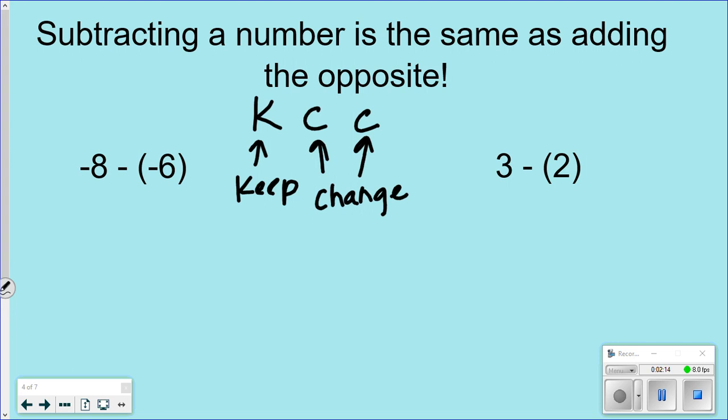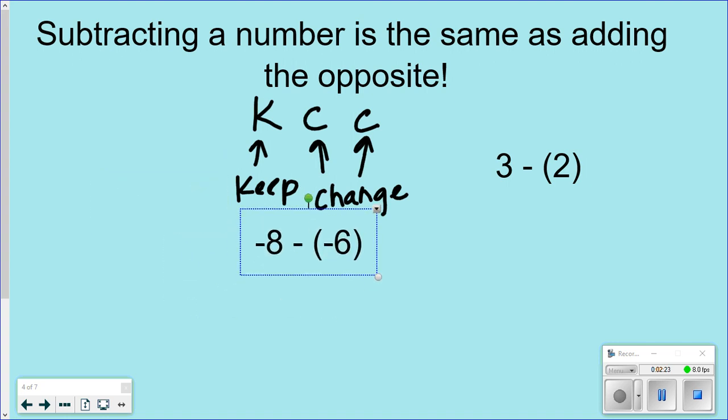So the first thing I'm going to do, I'm going to start with this one. I have -8 minus -6. Okay, so you're going to keep, change. You're going to keep the first thing. And then the next 2 signs you're going to change. So if it's subtraction, you're going to change it to a plus sign, and you're going to change the next sign to the opposite of what it is. So if this is a negative, this is going to become a positive.